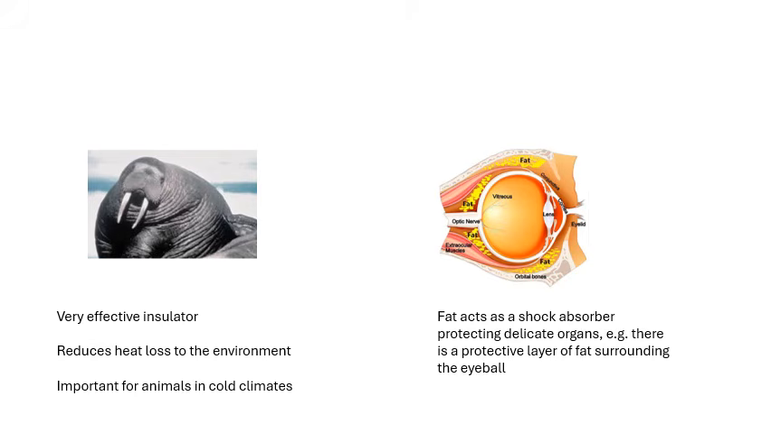It's a very effective insulator. So it reduces heat loss to the environment, and for animals that live in cold climates, it's very important that they have layers of fat to insulate them from the cold. It's an important shock absorber. Many of our organs have a layer of fat around them to protect them if there's some kind of shock, like an accident. Our eyes, there's a layer of fat surrounding the eyeball which protects the eyeball, like a shock absorber, like wrapping it in bubble wrap.